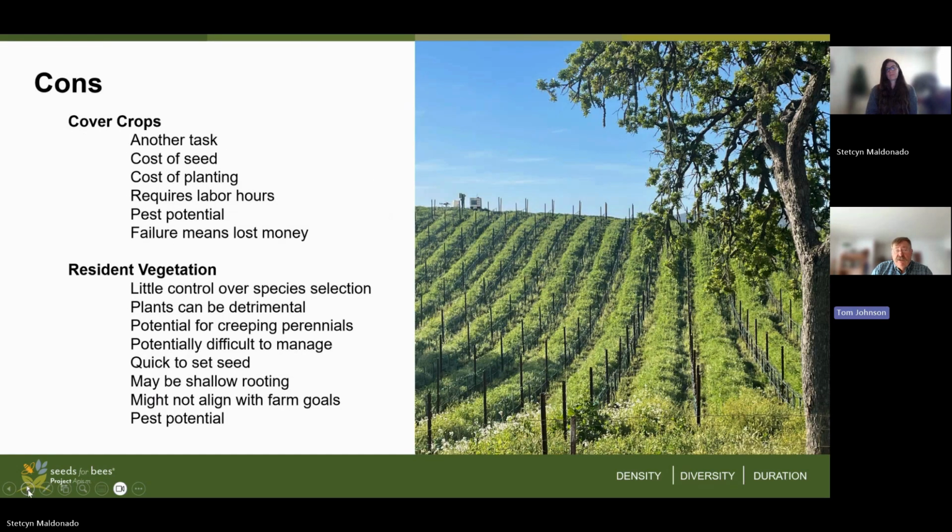And then, of course, there's the cons. In cover crops, it's another task, both getting it in and managing it later. So there's a cost of seed and the time and effort it takes to figure out what you're going to do and all that fun stuff. The cost of that extra operation of planting it, it's going to require time to do that. It also is going to require management on the back end, when it's time to terminate it, no matter what, it's still another pass at least that you've got to do.